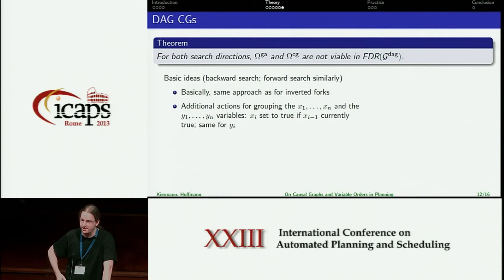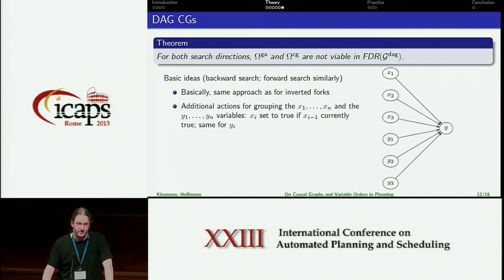For directed acyclic graphs, we can show that the ordering schemes are not even viable, and basically the proof is quite similar to the one before. So we start with the same causal graph, and we add some additional actions, namely setting some variable xi to true if xi minus 1 is already true, which brings us some edge like this, and the same for all the y variables.